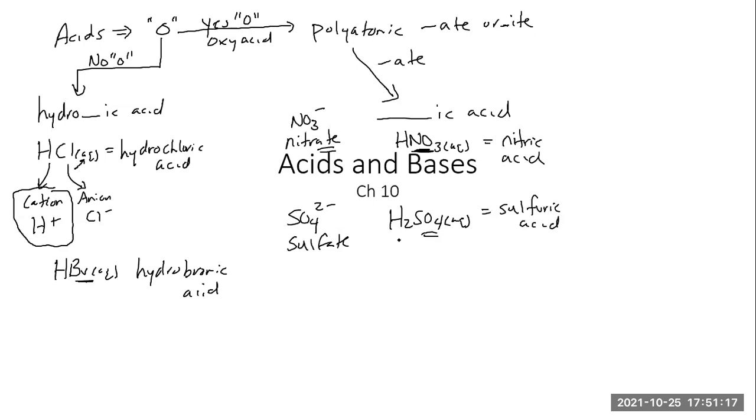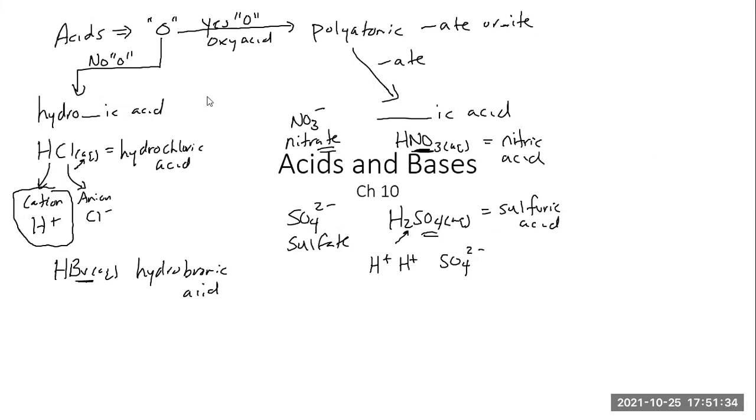Now you may be wondering why there's two H's here. That's because the cation is positive, which means you need two H pluses to balance out the -2 charge of the sulfate. So again, that's why there's two H's in that case.